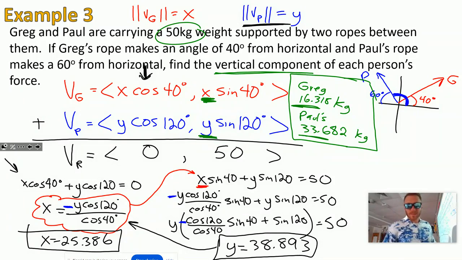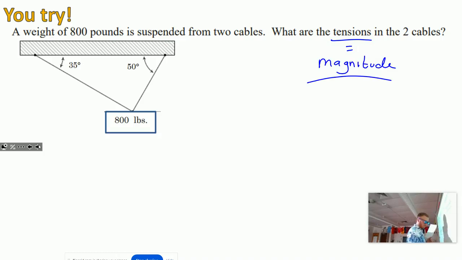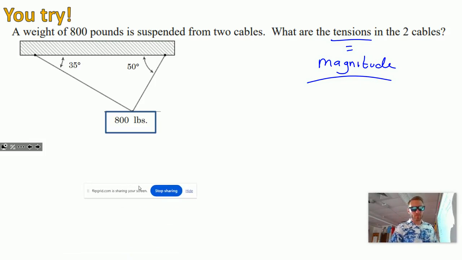Try out this one as a little practice now and check in with your partners. One heads up: we found the vertical components on that Greg and Paul problem. This one, you're finding the tension, and the tension of the two cables is equal to just the magnitude. So find the magnitude of the two cables. It's going to be a similar system of equations. All right, great job, best of luck. Compare your answers with your group mates.